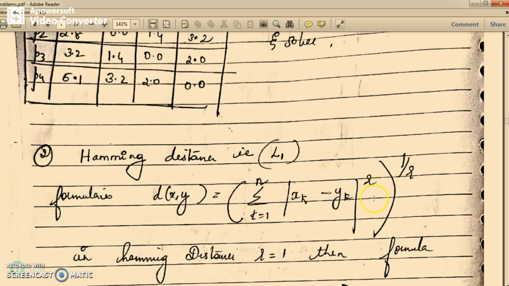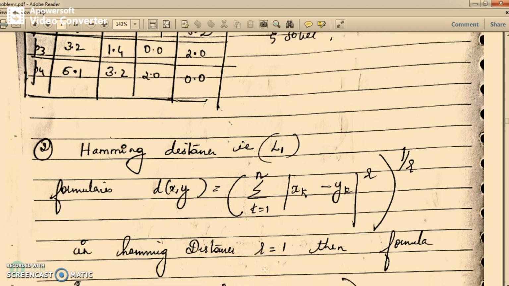So when r is equal to 1, you can say it is xk minus yk, that is the summation from k is equal to 1 to n. K refers to dimension here. It is 2-dimensional points, and xk minus yk here refers to the distance between the two objects. So in the Hamming distance, you can say here r is substituted as 1.